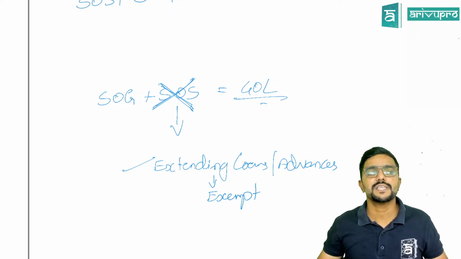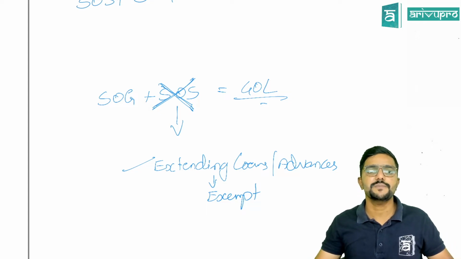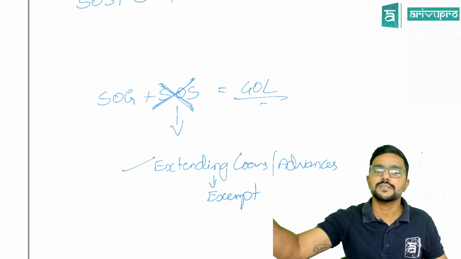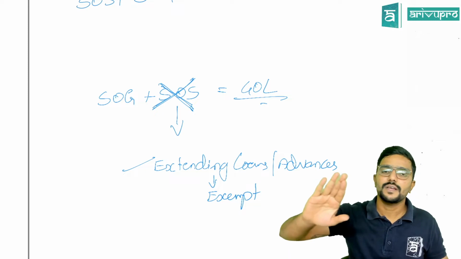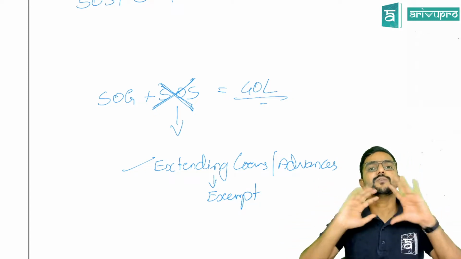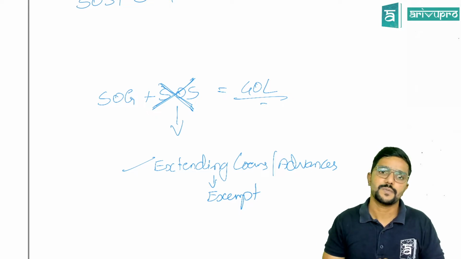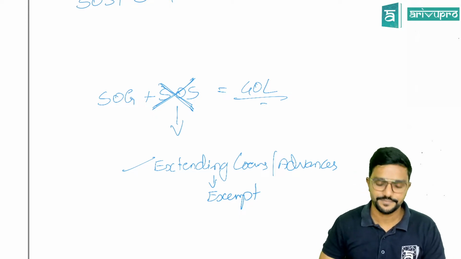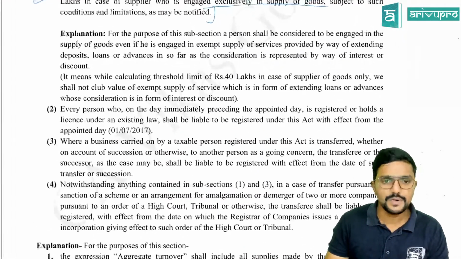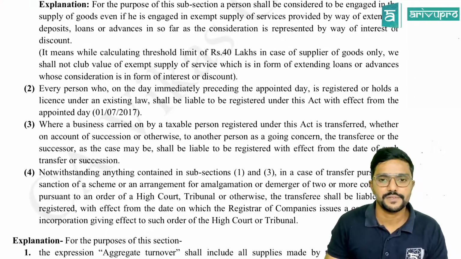So if there are any services by way of extending loans and advances, which is exempt under GST, and you are providing only those services along with the goods, then it is understood that you are supplying only goods. It is assumed that you are supplying only goods and you are eligible for the 40 lakh limit. That is what is given in this explanation, guys.